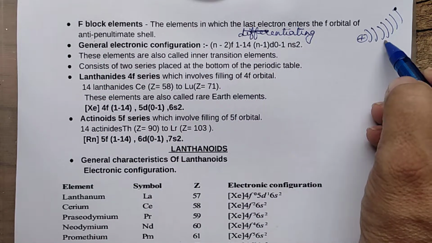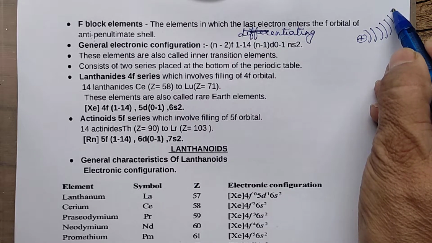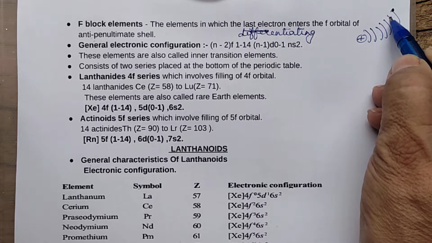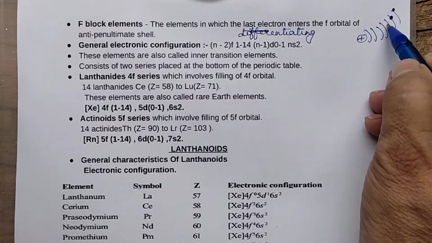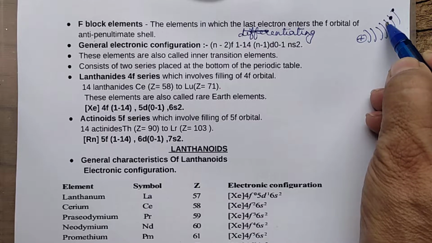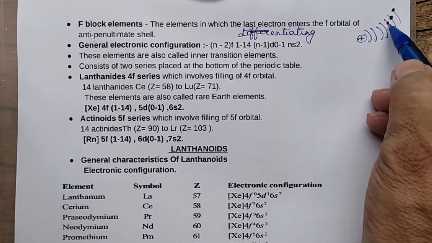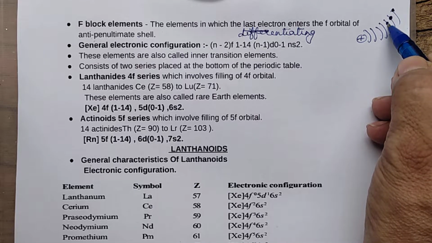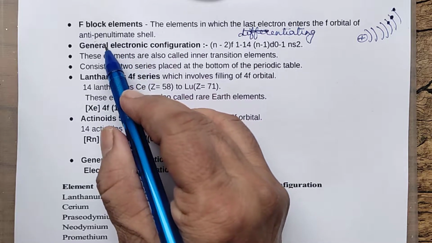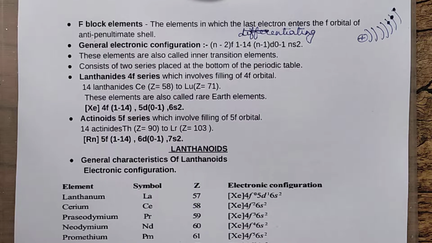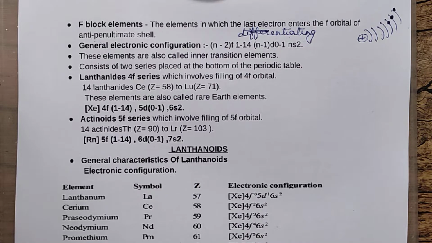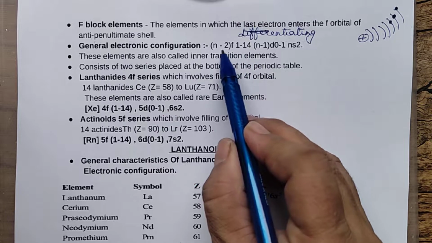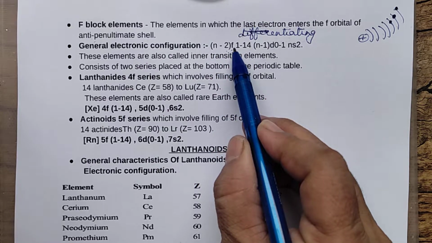Suppose this is the nucleus and these many shells are there. This outermost is called the ultimate. Last but one is said to be the penultimate. And from outside, the third one is called the anti-penultimate shell. Ultimate shell, penultimate shell and anti-penultimate. So if the electron is entering the F orbital of the anti-penultimate shell, we will call it an F block element.